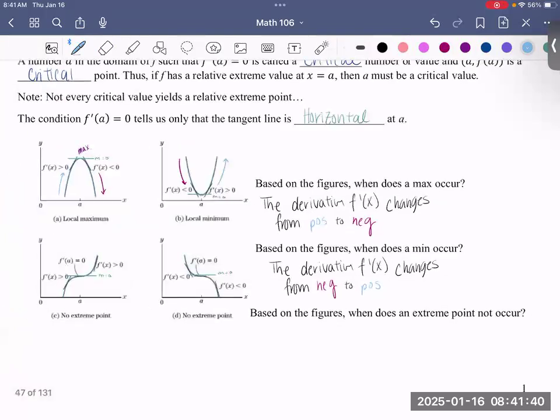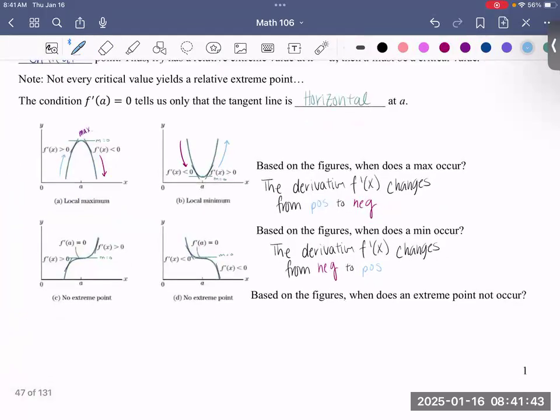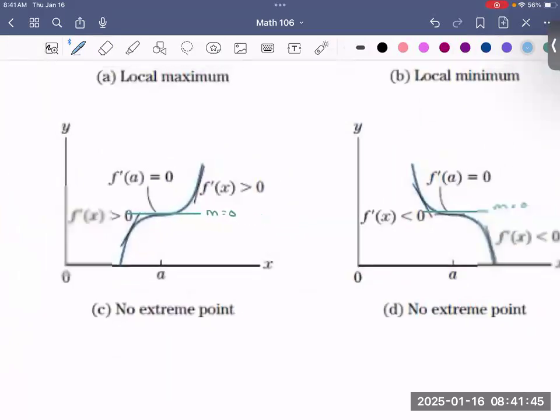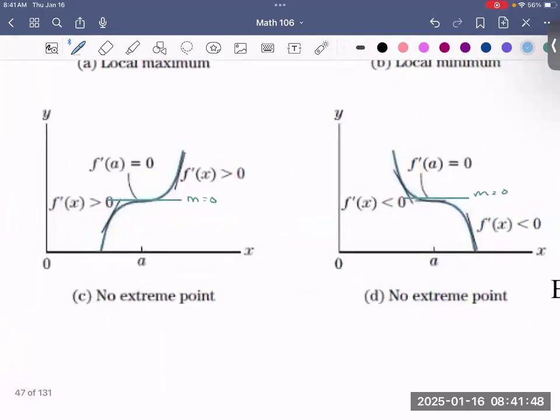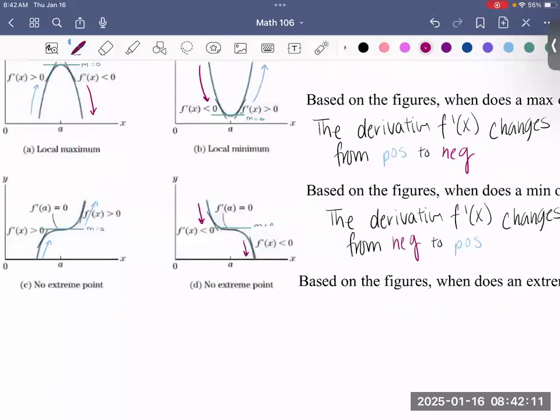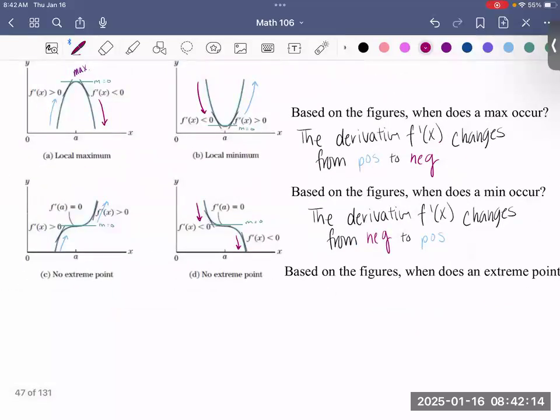Now, lastly, based on the last two figures, when does the extreme point not occur? So in these two figures, what do you notice? Well, in this one, our graph is going up, and then we flatten out, and then we continue back up. Or in the reverse case, we are going down, we flatten, and then we continue to go down. So in order to not have an extrema, a max or min, we are not changing direction. You still have a critical value or a critical point. It's just not labeled as a max or min.